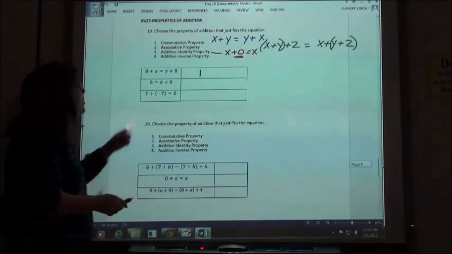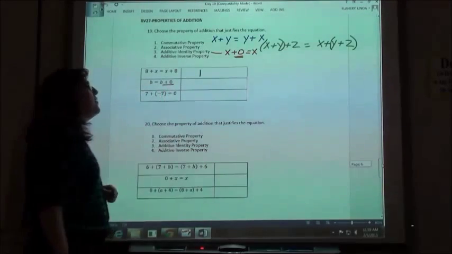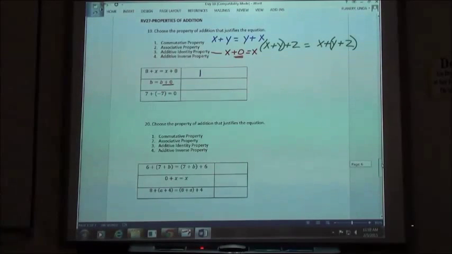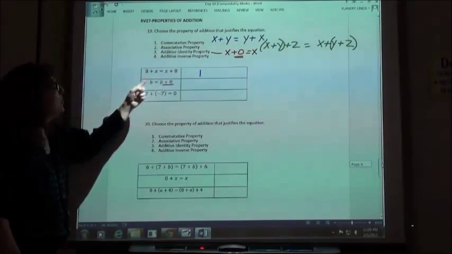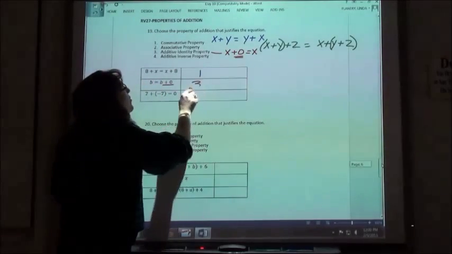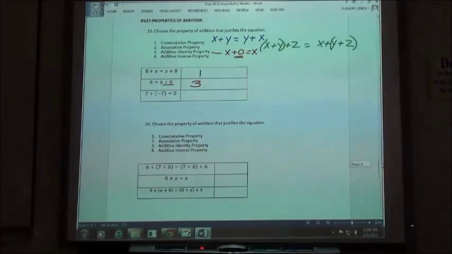Additive inverse. Oh, I better do that one. Here, we got one. We have one with the additive identity. We didn't have a commutative. Additive identity, we added 0. B plus 0 is still B. So that's my third property, the additive identity property.